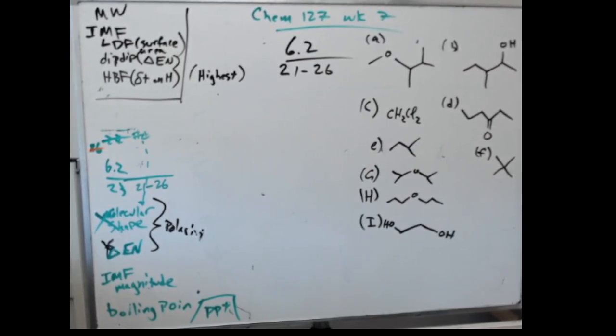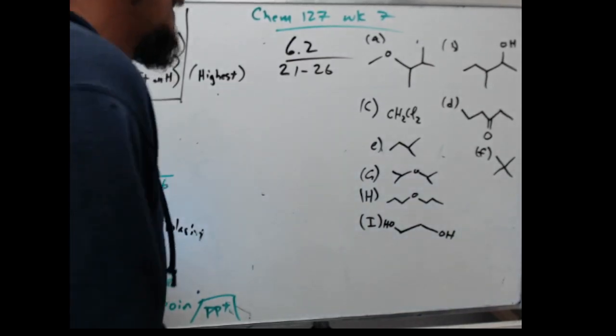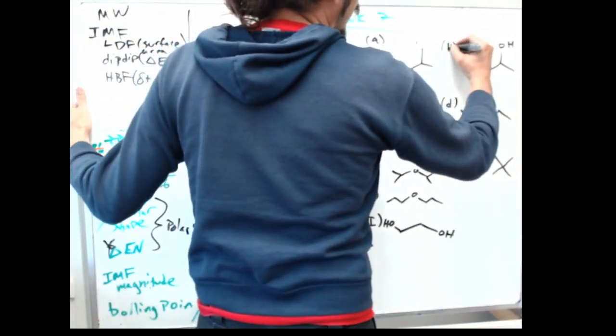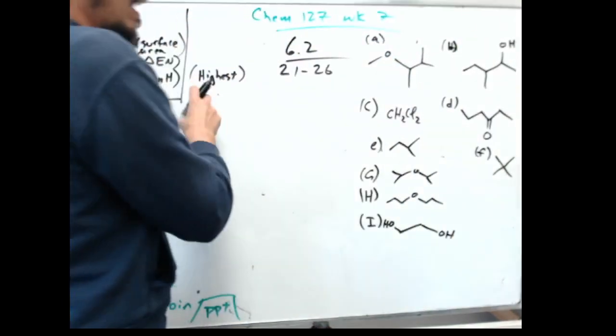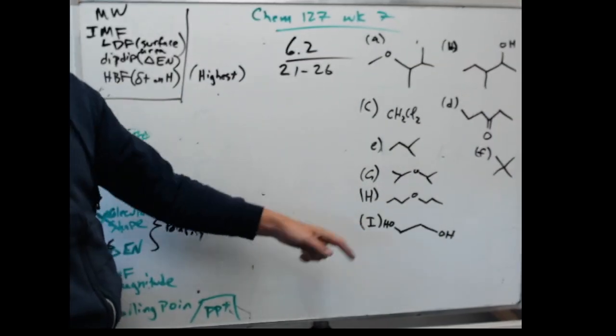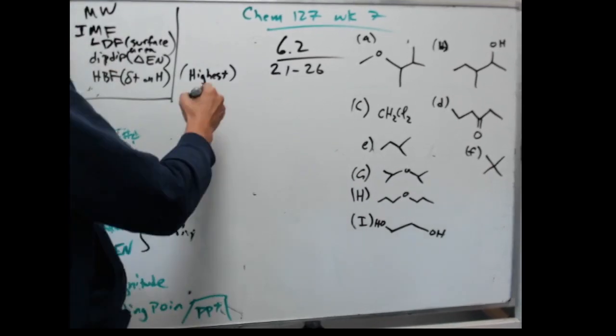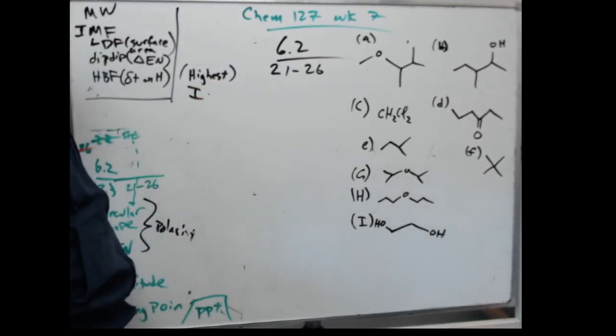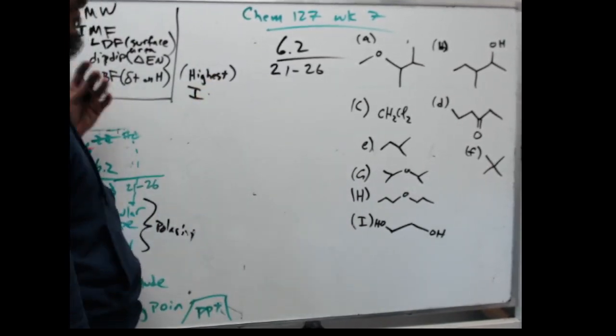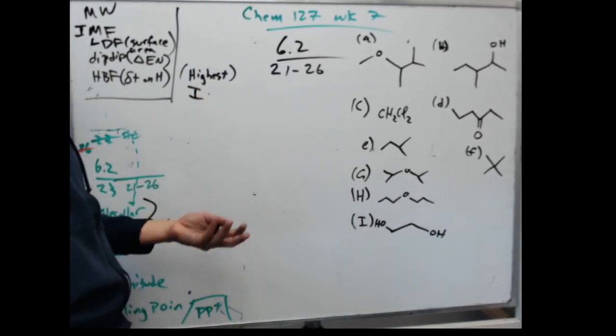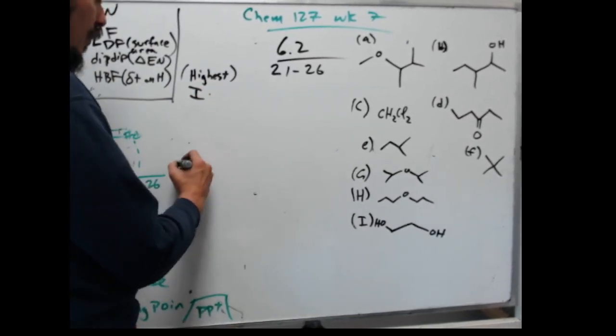So I'm going to start looking for my different intermolecular forces. I think B and I are the two best candidates for the highest boiling point. Since this has two spots where hydrogen bonding force can happen, I think I is going to be highest. Right? And that's the first problem. The first problem, 21, is just like, which one's highest? 22, which one's lowest?